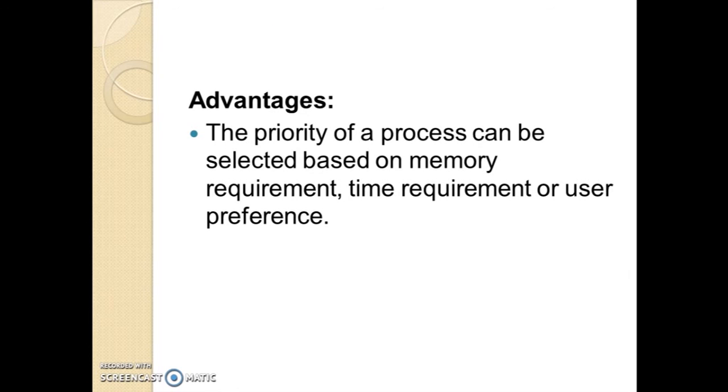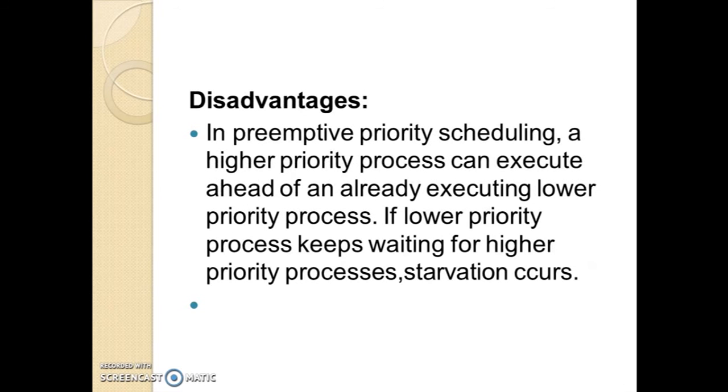The advantage of priority is, in this, any process can be selected based on the memory requirement, time requirement, or user preference. So we assign the priority based on any of these 3 criteria and choose that process to be executed first. Now disadvantage, in preemptive priority scheduling, always a higher priority process will execute first. So if a lower priority process keeps waiting for a higher priority, then starvation occurs.